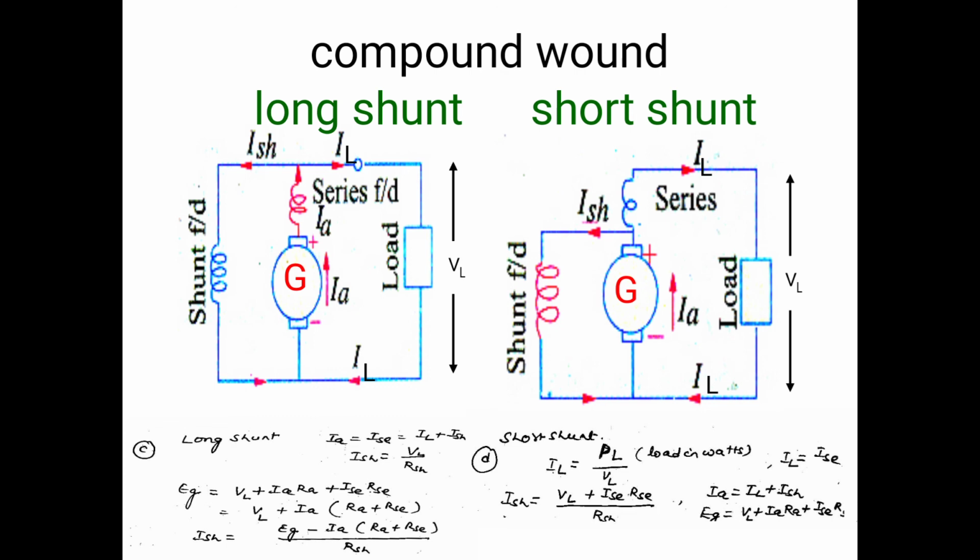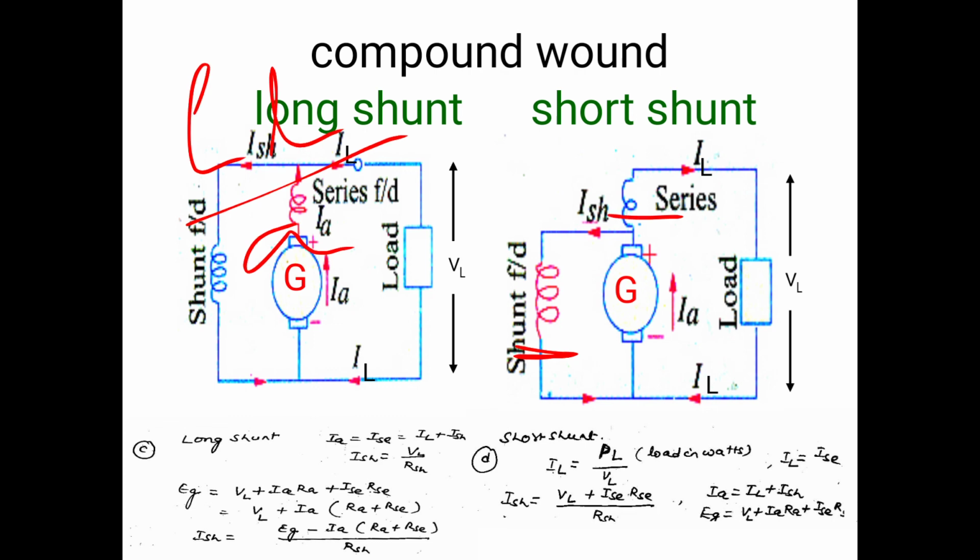R equals rho L by A. Here rho is the resistivity, which depends on the type of material, L is the length of the conductor, and A is the area of the conductor. If we increase the number of turns, the length of the winding increases, so the resistance increases. If the winding is made with thin wire, the area decreases, so finally the resistance value increases. So in order to give high resistance to the shunt field winding, it is made up of more turns and thin wire.